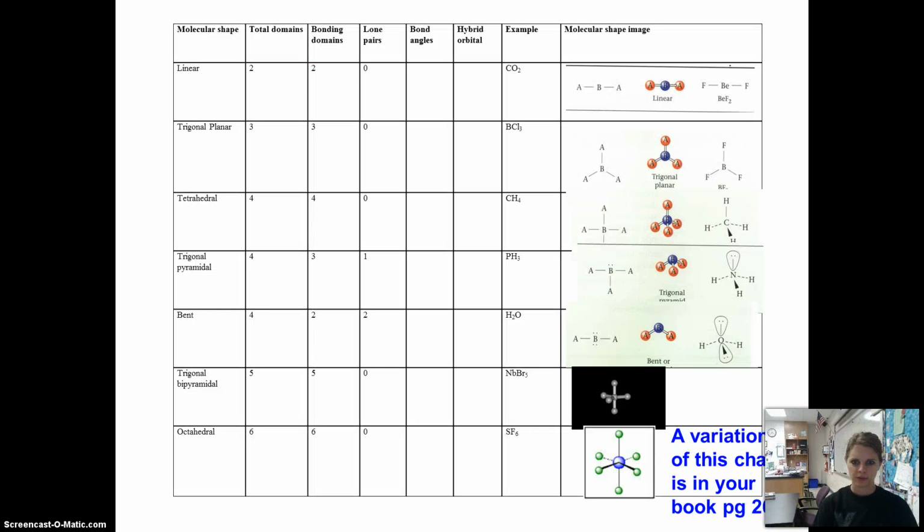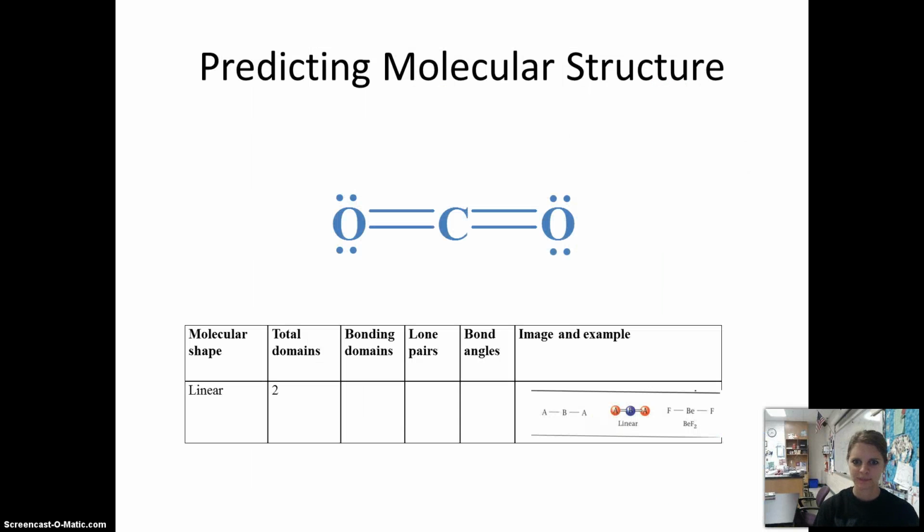Okay, so here's your chart. Fill in the blanks as we go. Our whole job is to figure out how does it look in 3D. So you can see I've got here CO2. And when you look at the picture right now, CO2, it looks really linear. This is a linear shape. But I want to show you what each of these boxes mean.